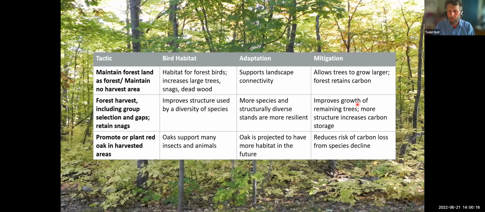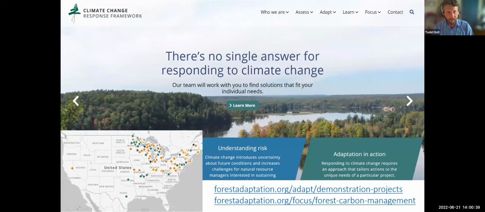And then by doing this, we're creating an opportunity for regeneration and enhancing the sequestration capacity of the forest. They also identified red oak as a future adapted species that they could emphasize in their management as well. So that's it.